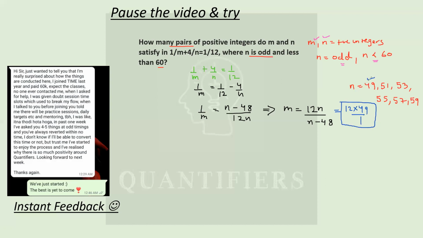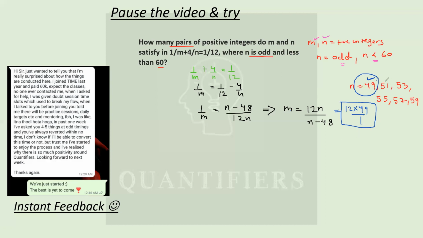So that means n is equal to 49 will give m as a positive integer. So this is one of the solutions. Okay, that means if I put n is equal to 49, I will get one of the positive integral solutions. No need to find the value of m. Now let us check the other value.